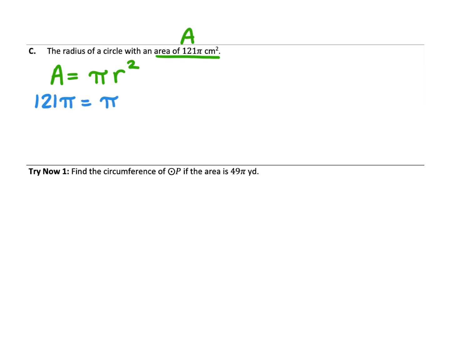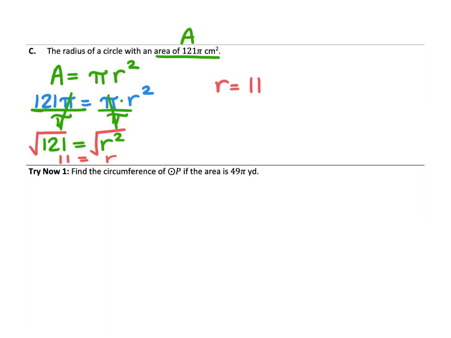And we don't know the radius, but we can divide out that pi, and since there's a pi on each side, the pi is just going to cancel out. So r squared is equal to that 121, and we know that to undo the squared, we just take a square root. So the square root of 121 is 11, which means the radius of our circle would be 11 centimeters.